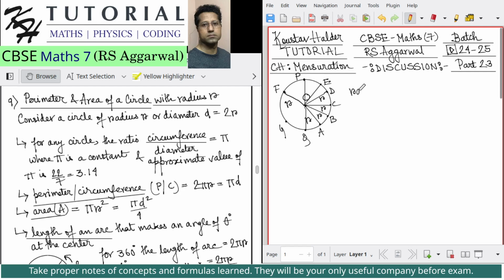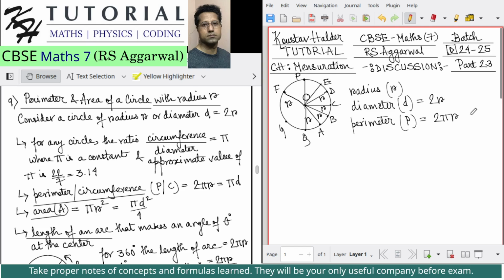Notation wise, the radius of a circle is denoted by small r, and the diameter is nothing but twice the radius. Diameter is denoted by small d, is twice r, and the circumference or the perimeter of a circle is nothing but the circumference of the circle. So perimeter P is 2 pi r. This is the formula. Now what is pi?